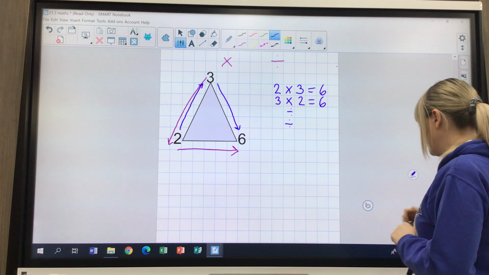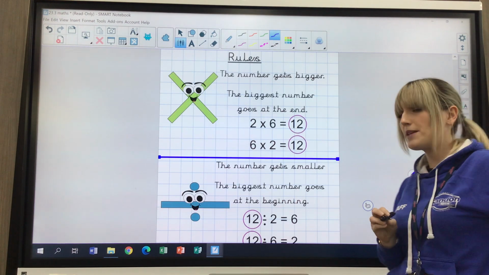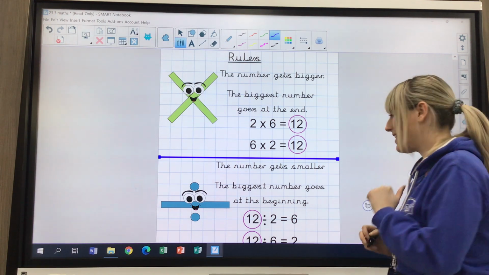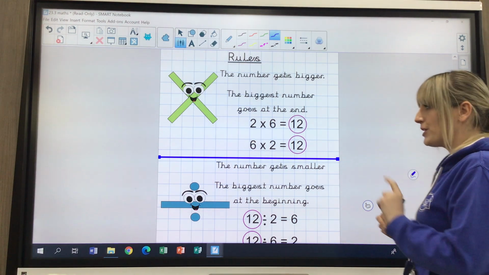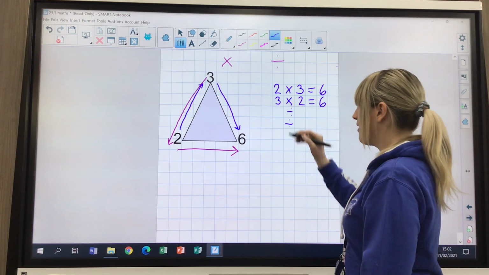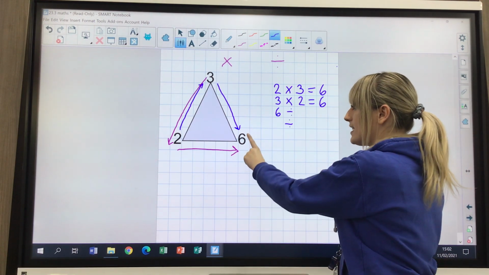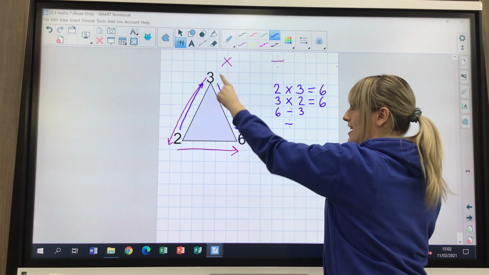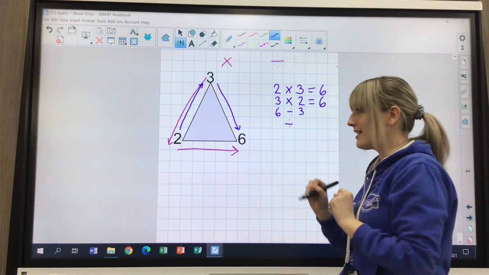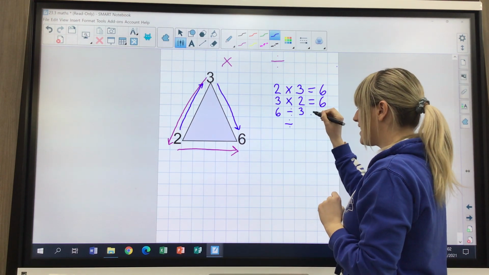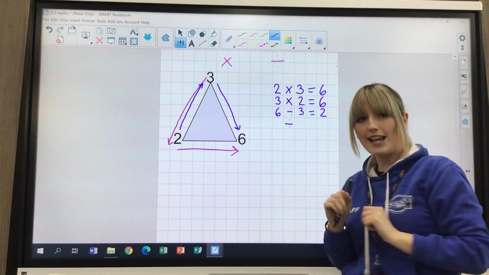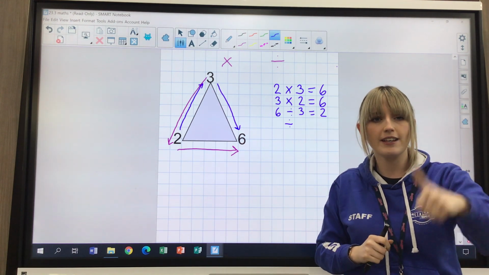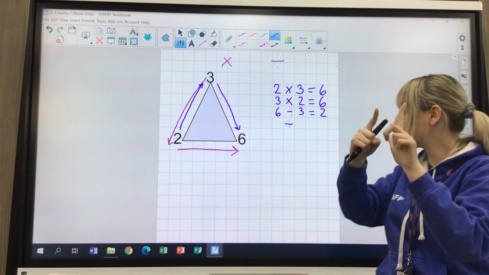Right, we're dividing now. Think back to our rule. Where's the biggest number got to go when we're dividing? Well done if you know it's the beginning. Okay, so we know that the biggest number is 6. So now I'm going to do 6 divided by 3. Now I've used 6 and 3. What's my answer going to be? 6 divided by 3 is 2. Let's check that's right by counting the 3s until we get to 6. 3, 6. It's right, it's 2.